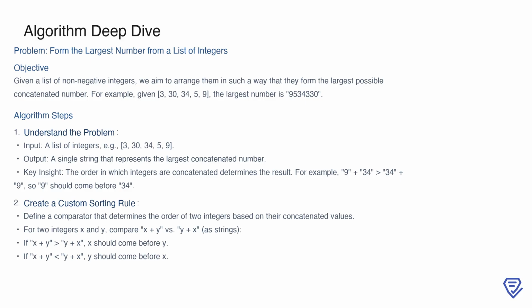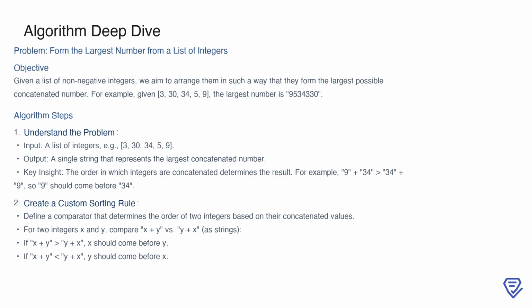In this problem, the goal is to form the largest number possible by rearranging a given list of non-negative integers. Think of it as taking numbers like 3, 30, 34, 5, and 9, and arranging them to create the largest concatenated number, in this case, 9534330. The key insight is that the order in which you concatenate these numbers significantly impacts the result. For instance, 9 followed by 34 forms 934, which is clearly larger than 34 followed by 9, which forms 349. This means we need to carefully determine the sequence of numbers to maximize the overall value.